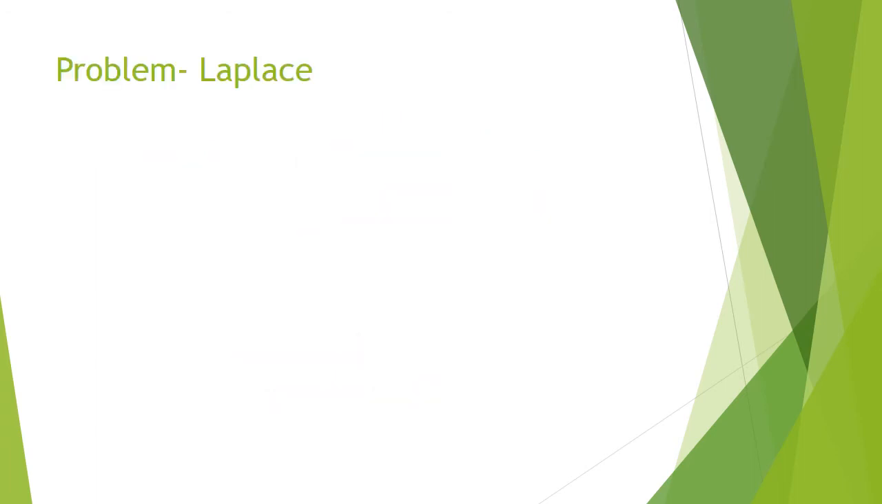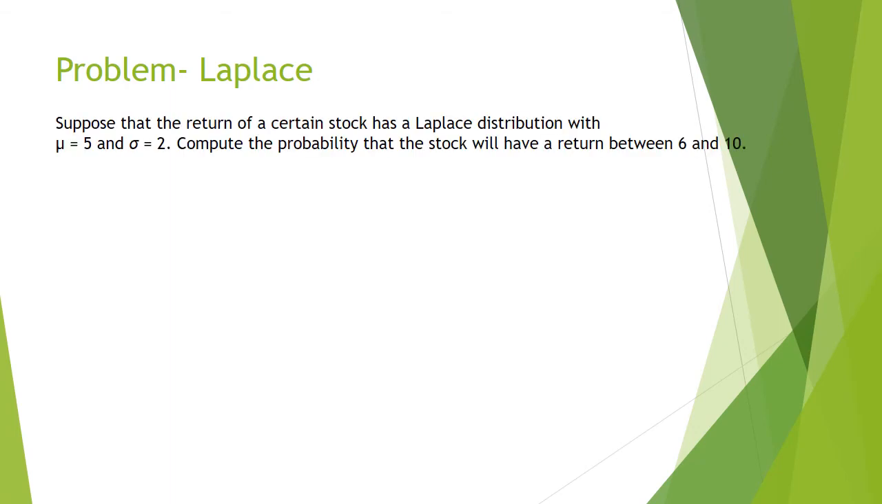We'll discuss a problem on the Laplace distribution. Suppose that the return of a certain stock has a Laplace distribution with mu equal to 5 and sigma equal to 2. Compute the probability that the stock return will be between 6 and 10. So we have to find the probability of x being between 6 and 10, that is, probability of 6 less than or equal to x less than or equal to 10.